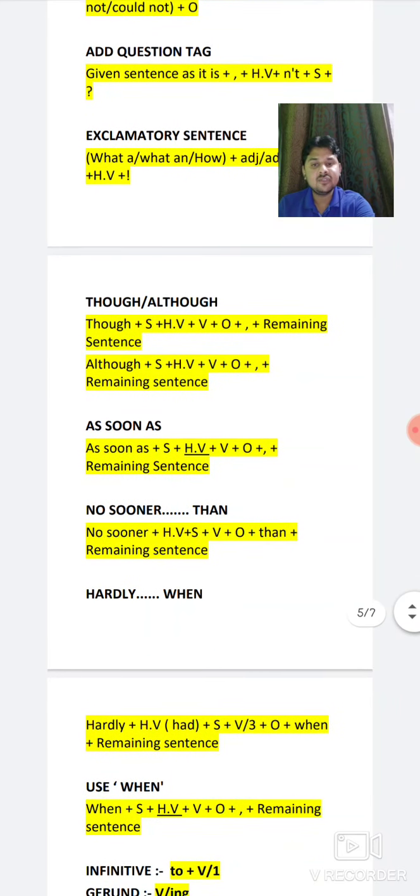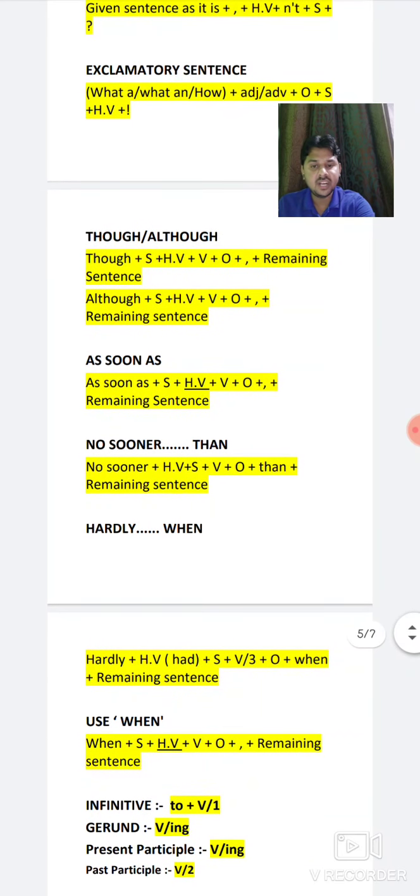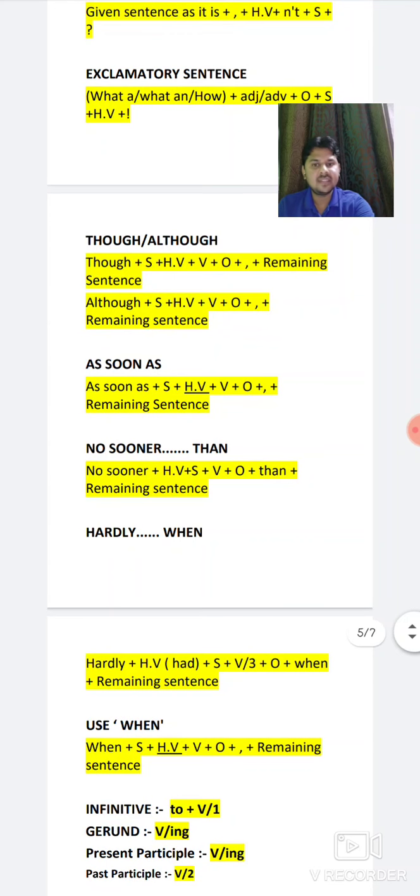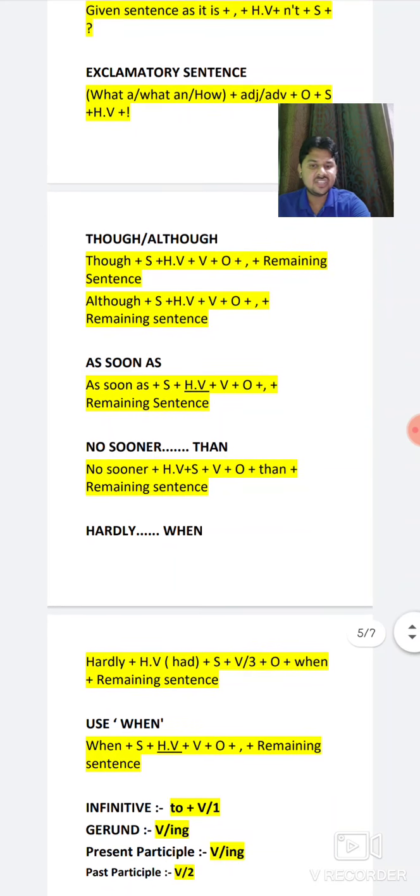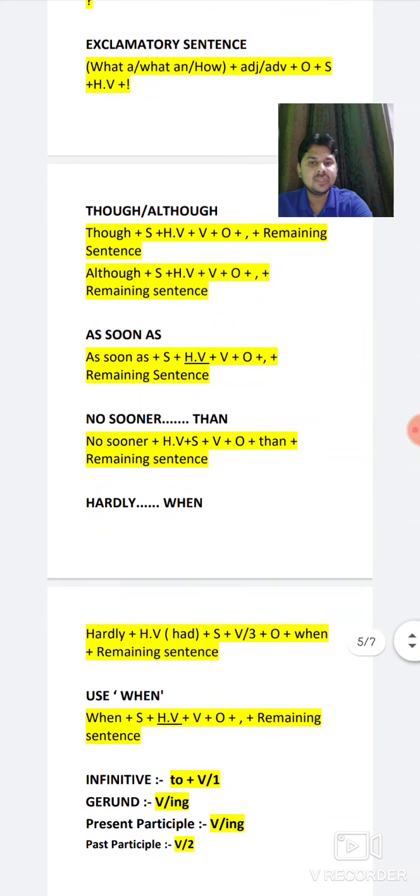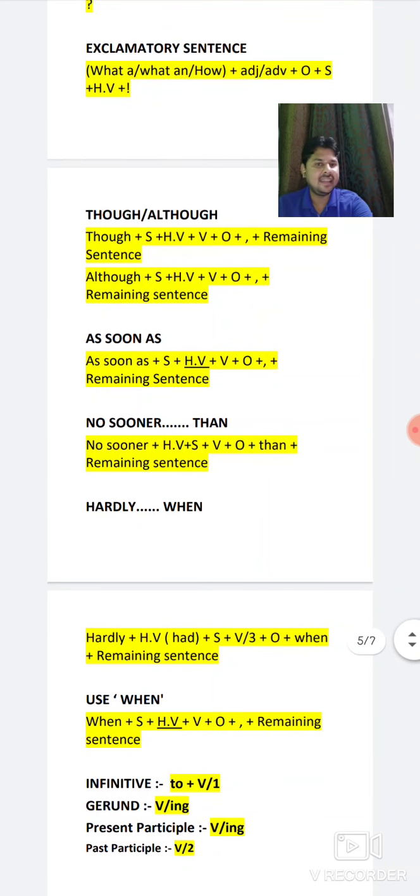Now student, one of the important groups of topics is as soon as, no sooner than, hardly when. It really confuses the students. In this video I have tried to give at least 99% correct structure. By using that structure you can easily solve any examples of as soon as, no sooner than, hardly when, and when. Look at that, as soon as.